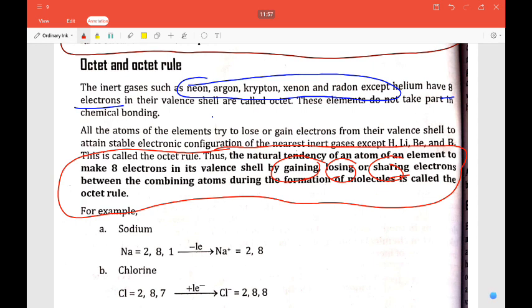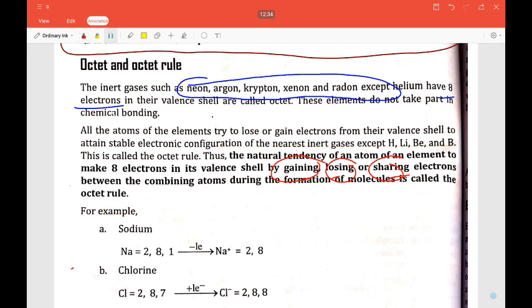Make the concept clear. The presence of 2 electrons in the K shell only is the duplet. The presence of 8 electrons in the valence shell, the outermost shell, is the octet. The tendency of making 8 electrons in the valence shell is the octet rule. My dear students, pay attention, then everything will be done quite easily. So students, that was the duplet rule and the octet rule.